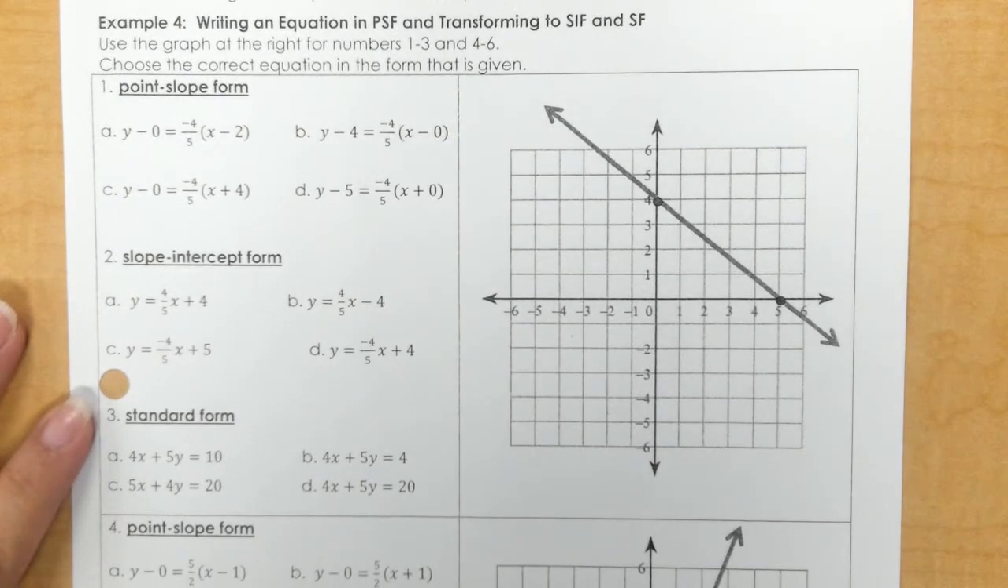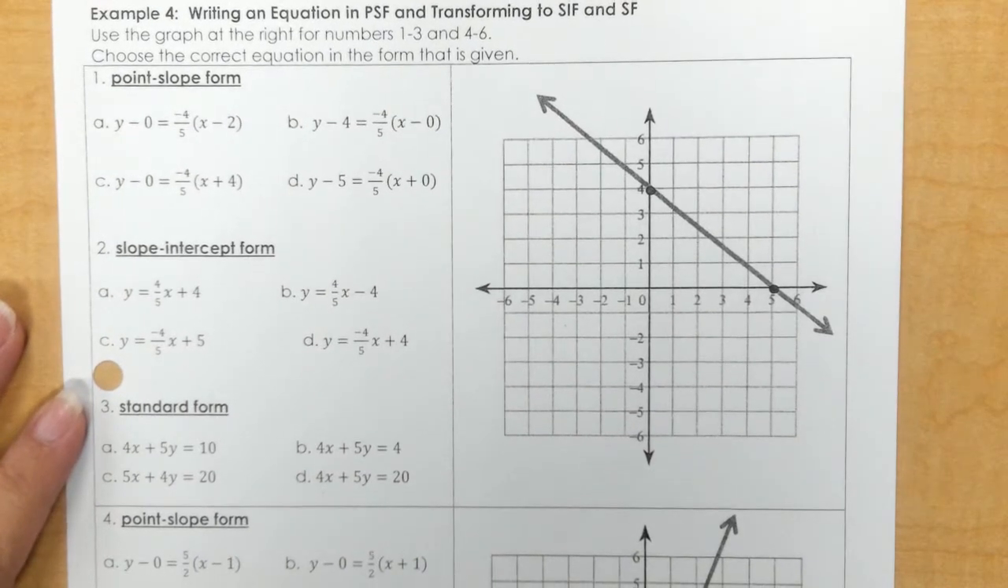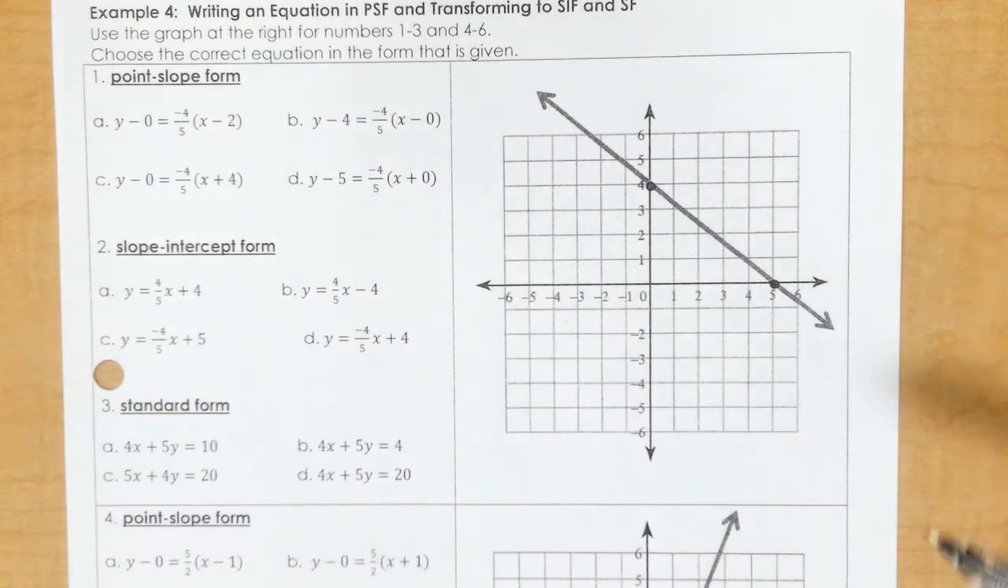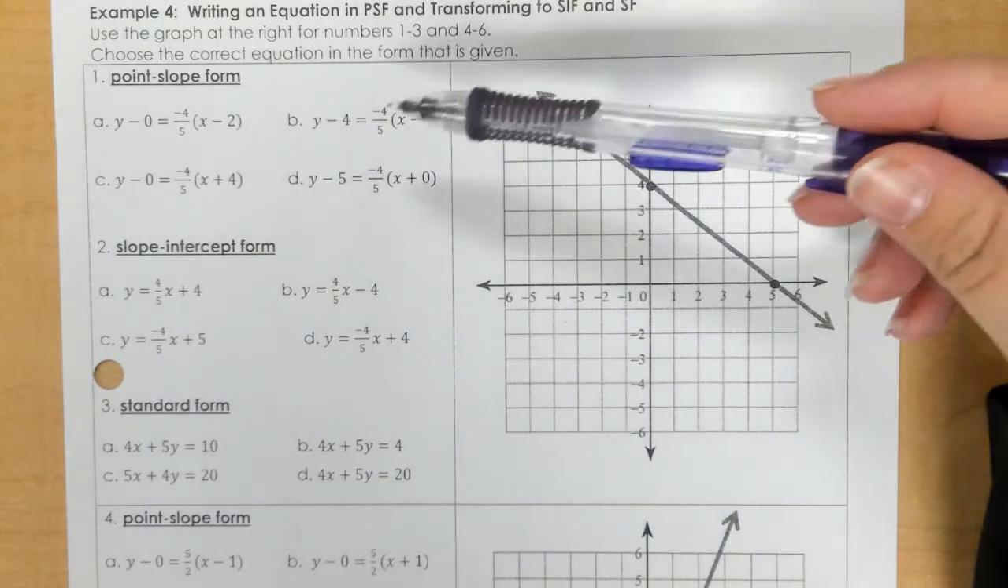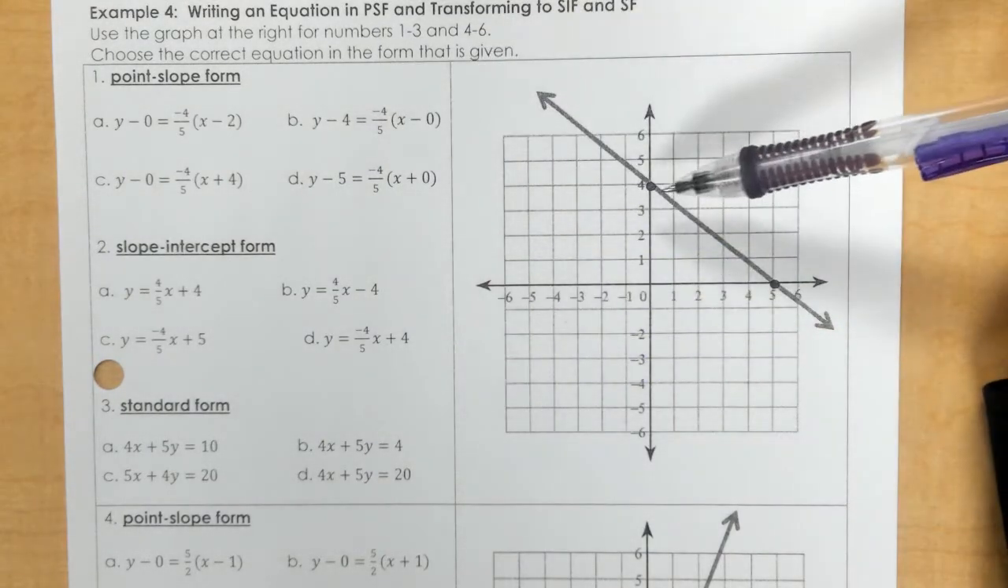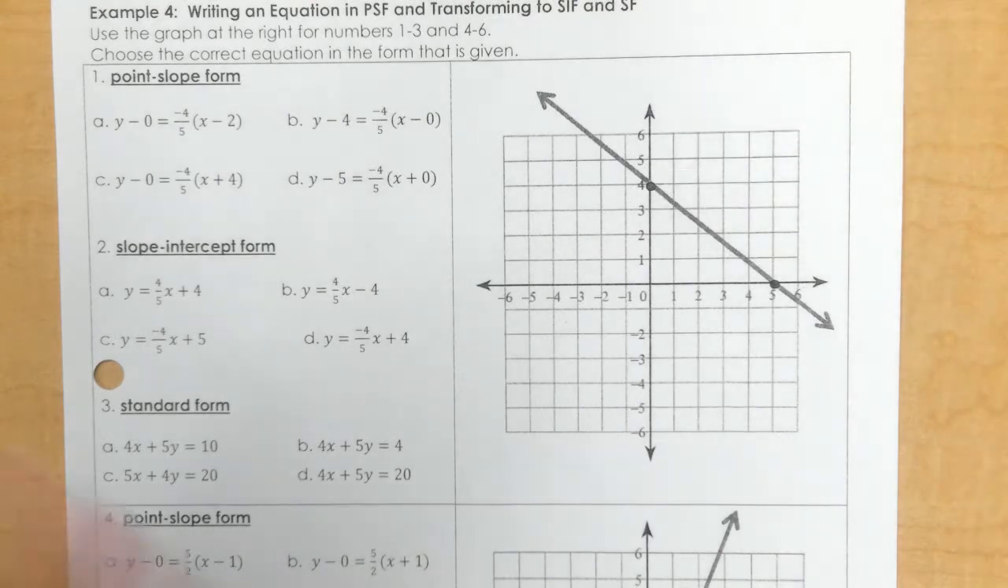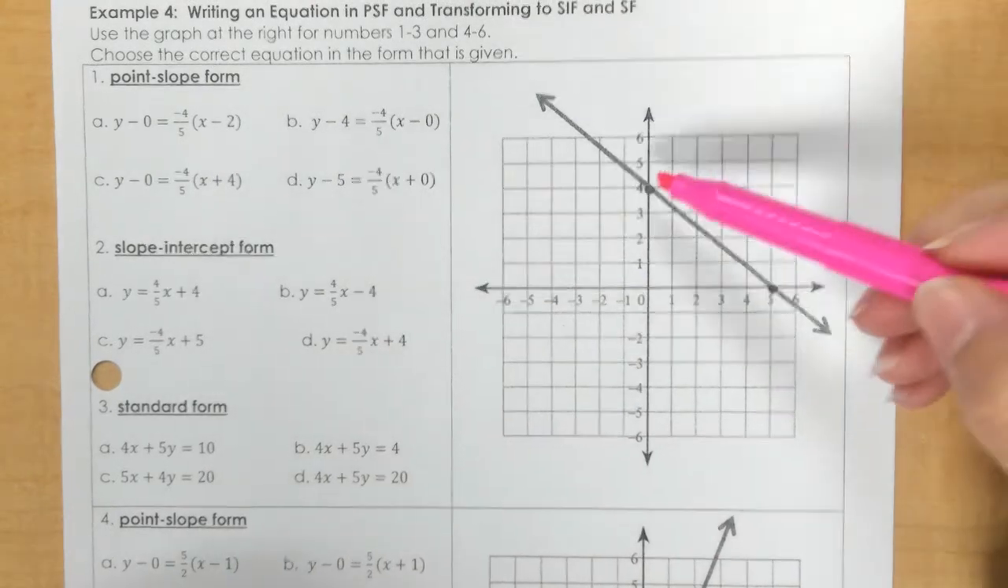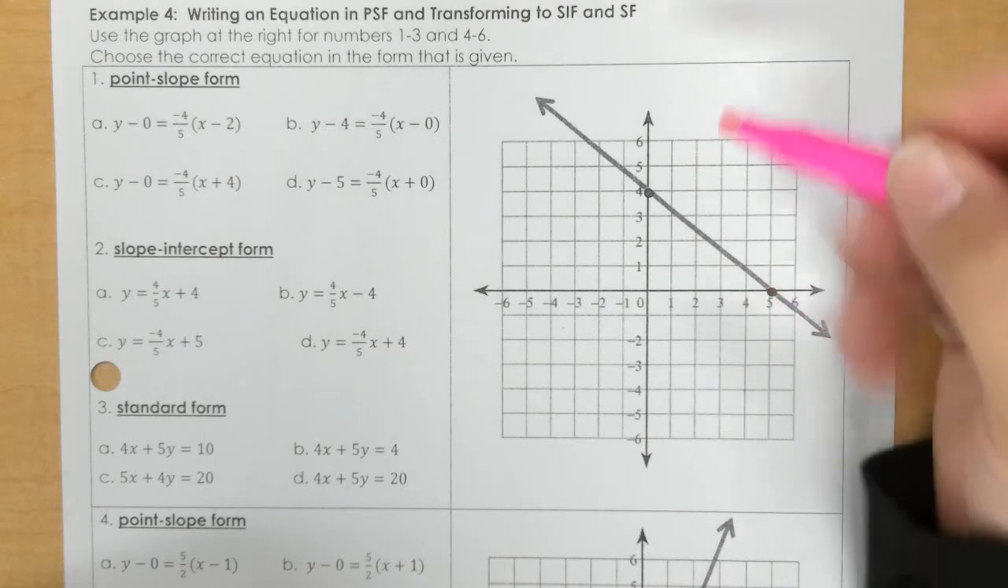So for example 4, when given a line on a graph, you should be able to write your equation in all three forms that you are given. So first thing we need to do is find slope. So from the most left point to the most right point, how do we find slope?